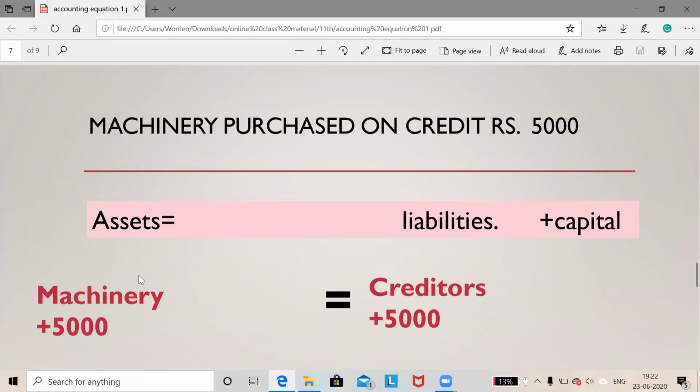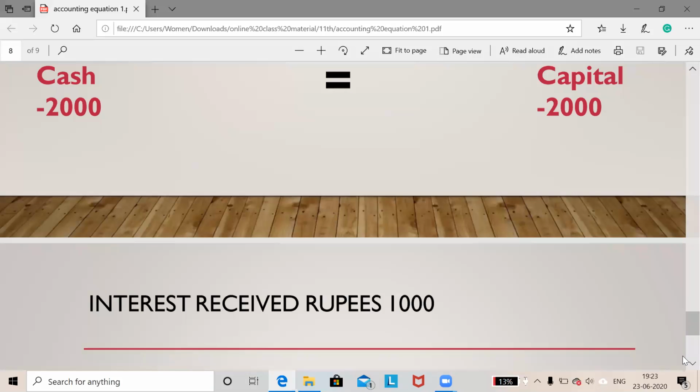Now, machinery purchased. So we have machinery. At the same time, creditors also we have, because we purchased the machinery on credit. We have to repay that, so the liability, creditors, will be created. So asset is equal to liability. Asset machinery, liability creditors. Creditors means you have to repay that.